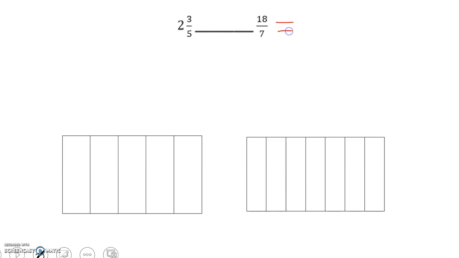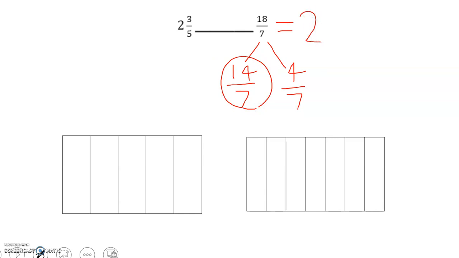Let's see. 18/7. How many 7s can fit inside 18? How many times does 7/7 fit in 18? Well, let's skip count by 7. 7, 14, 21. Oh, went too far. So I can fit 14 7ths. And how much is left over when you take 14 from 18? 4. 4 7ths. So 14 7ths, that's 2 wholes, and 4 7ths is what's left over. So I have 2 and 4/7.